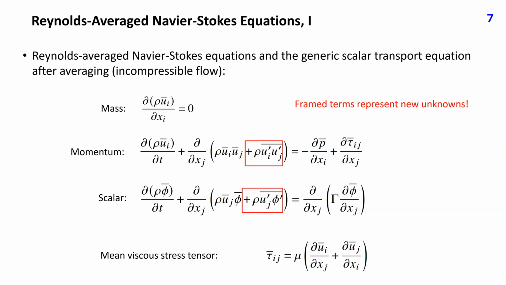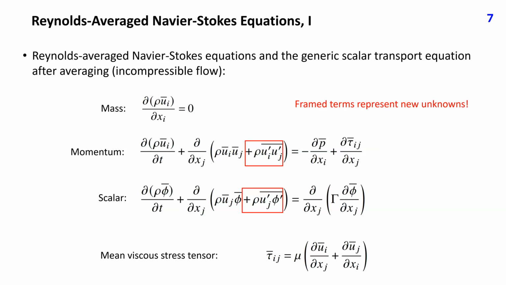For an incompressible flow, the Reynolds-averaged Navier-Stokes equations and the generic scalar transport equation after averaging are given by these expressions. The continuity equation looks like its instantaneous form because it does not contain nonlinear terms and fluctuations drop out through averaging.